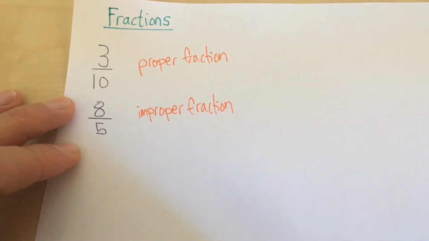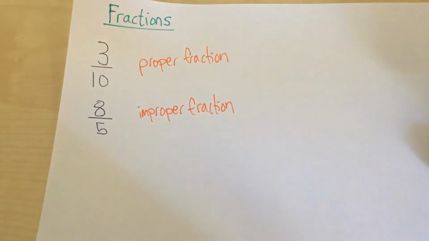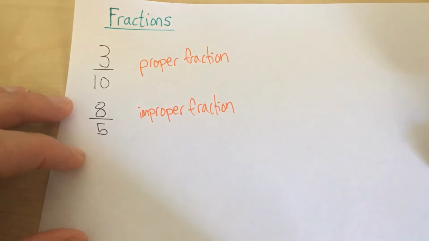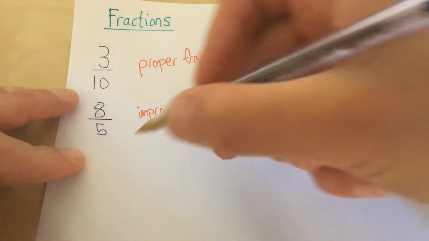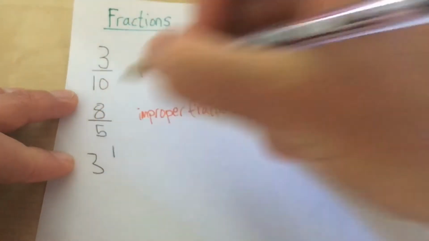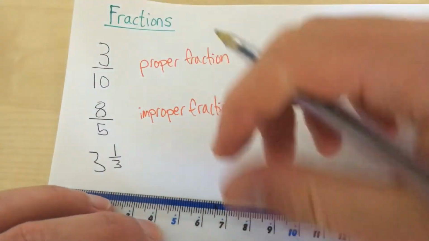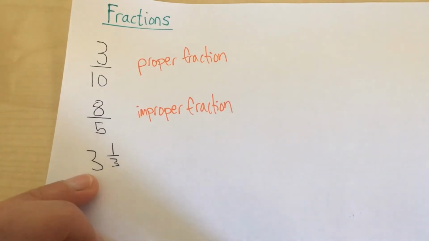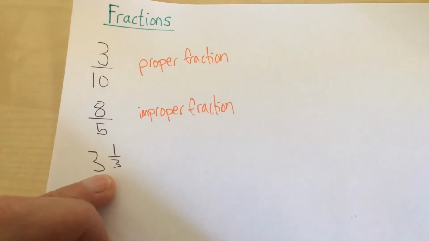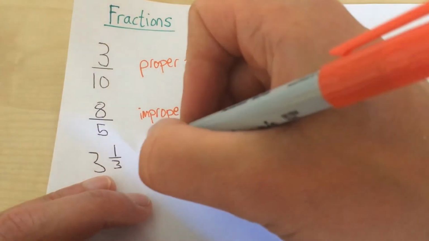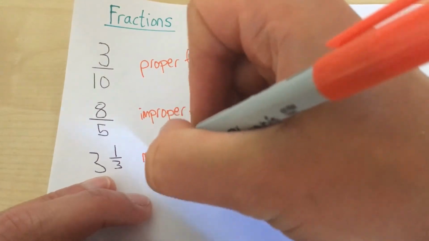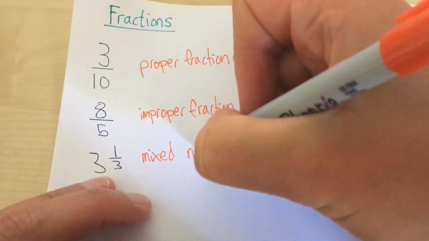The next thing that we sometimes come across is called a mixed number. A mixed number like 3 and a third has an integer part, in this case the 3, and a fraction part as well, in this case a third, and this is called a mixed number.